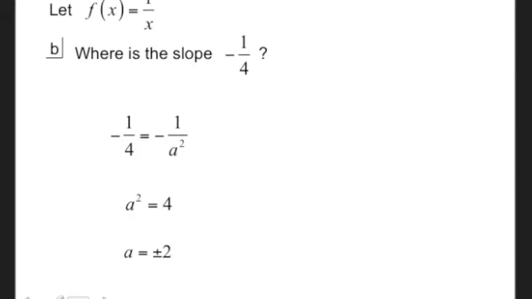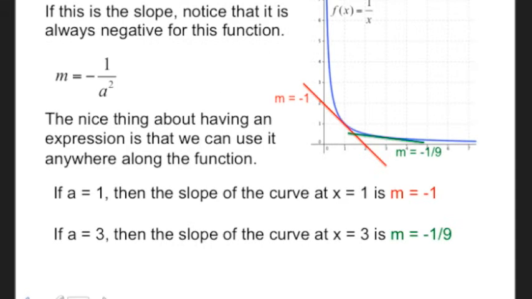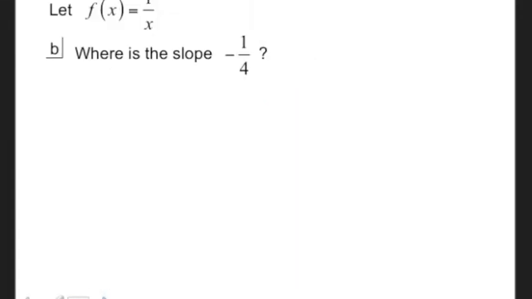So let's talk about that a little bit. We see the plus 2 value here, going back to the previous screen. If we draw a tangent line there, we're going to get a slope of negative 1/4. So what about the minus 2 answer?